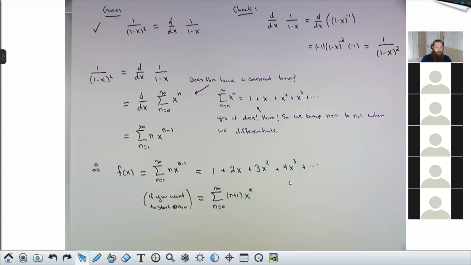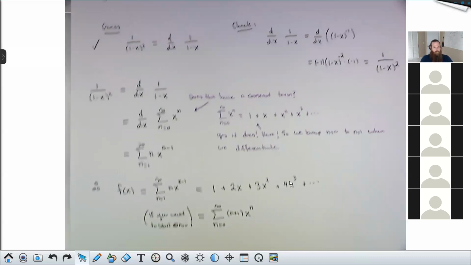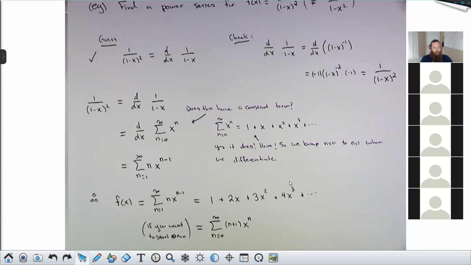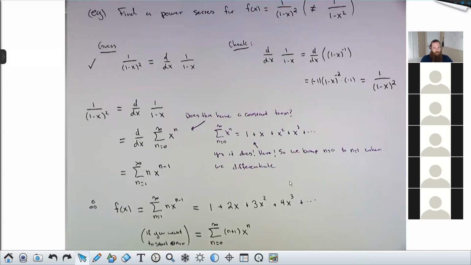I want to do one more integration example if there are not any questions on this, but first I really do want to make sure we've taken care of any questions on this. So questions on this?